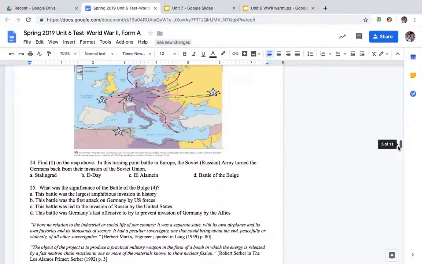Number 25. What was the significance of Battle of the Bulge, which is number 4 on the map? A. This battle was the largest amphibious invasion in history. B. This battle was the first attack on Germany by U.S. forces. C. This battle led to the invasion of Russia by the United States. D. This battle was Germany's last offensive to prevent invasion of Germany by the Allies.